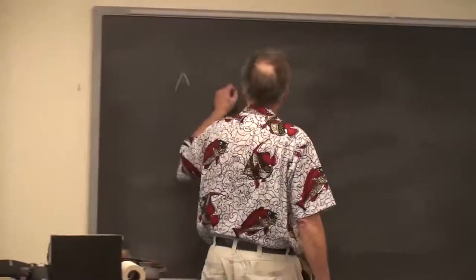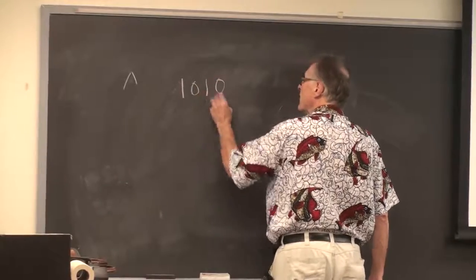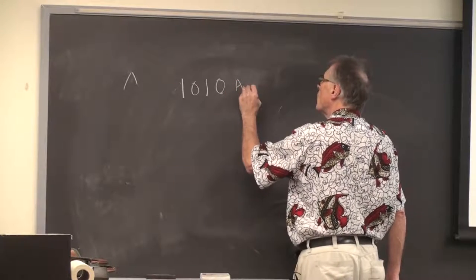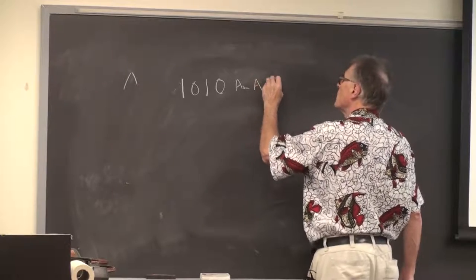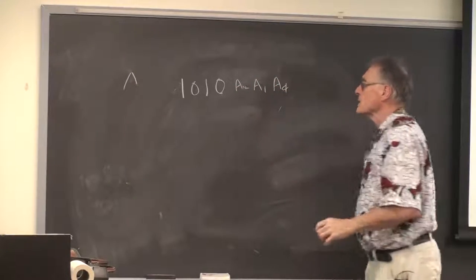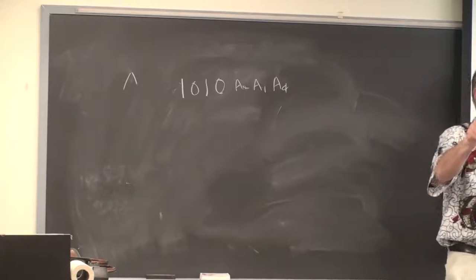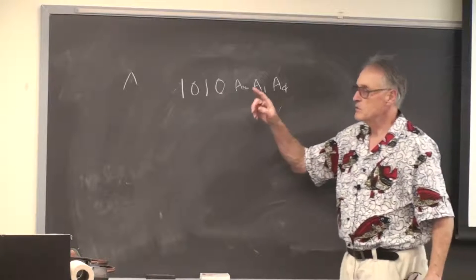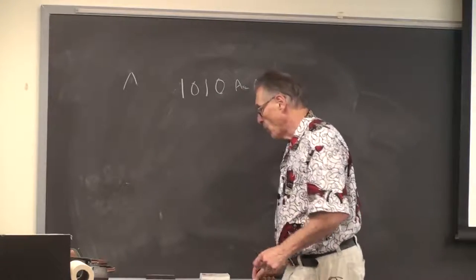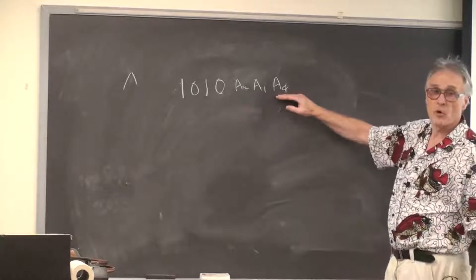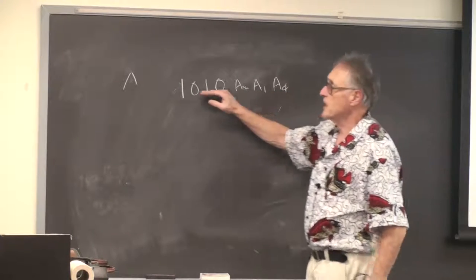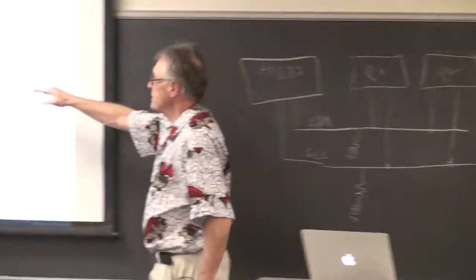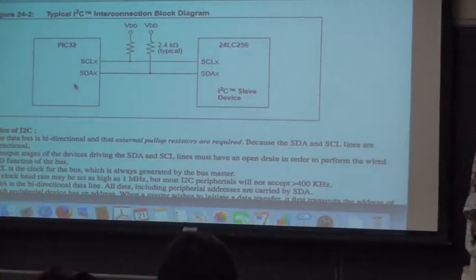ships with the high order 4 bits of the address set to 1010, and the low order 3 bits, address 2, 1, 0, set as pins that you hardwire on the board. That means that if you use that specific kind of chip, you can only put 8 copies of it on the board before you run out of addresses. So you can daisy chain 8 of them on the same bus. You could use another bus and put some more on. But if you're using 24LC256s, you can put 8 of them on before you run out of address space.